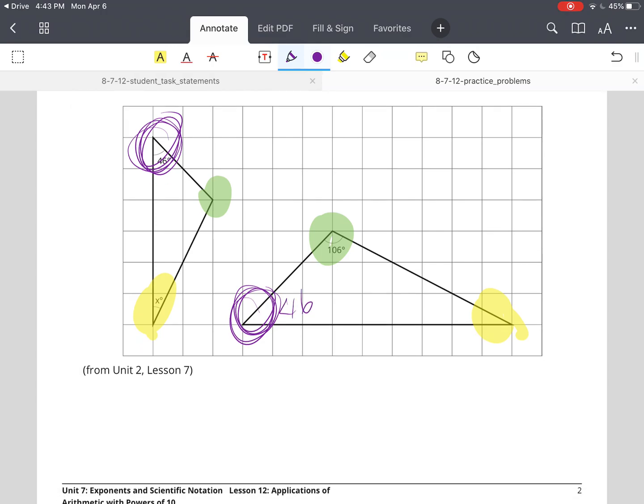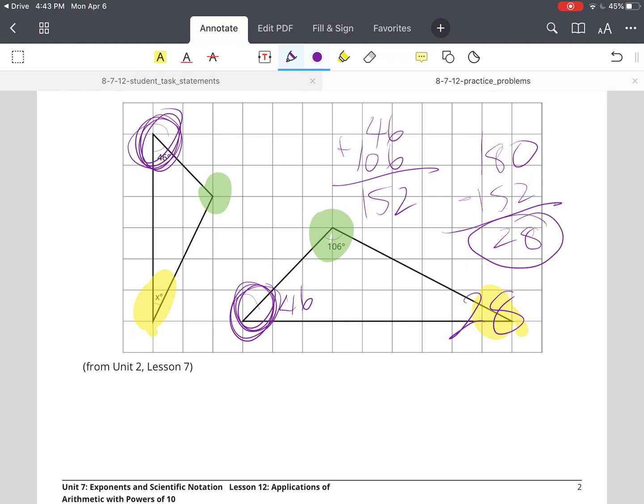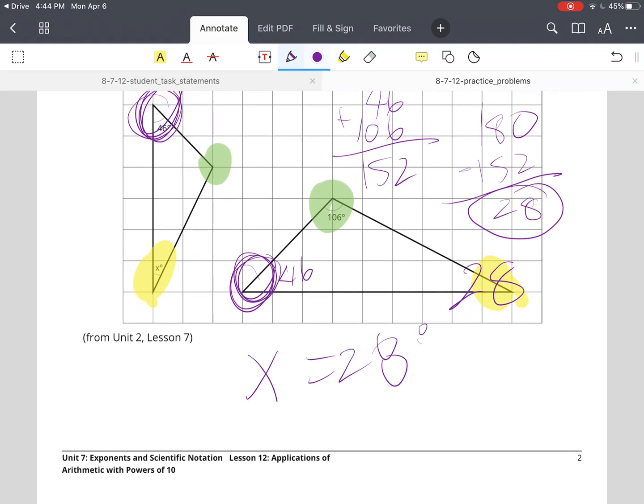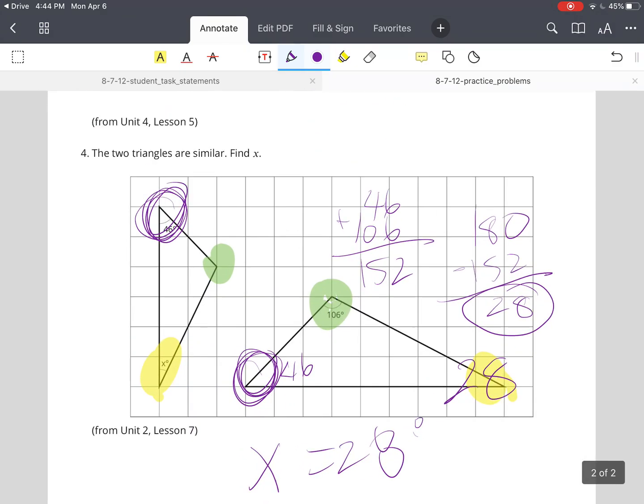We know that the three angles in a triangle add up to 180. So 46 plus 106 is 152. And if we do 180 minus 152, this turns out to be 28 degrees. So x equals 28 degrees. That's it? Really? That was fast.